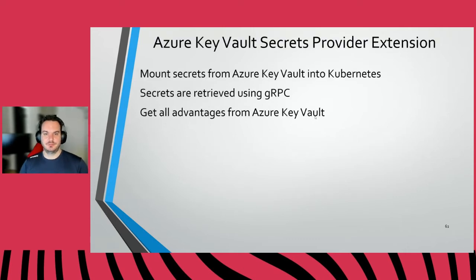Then the next extension is the Azure Key Vault Secrets Provider extension. The idea behind this is the Azure Key Vault is a great tool to manage your secrets, your certificates, so everything that should stay hidden or secure. You have auditing, you have automatic secret rotation, you have alerts, access control. And so why not use all of this? And with this extension, you can mount the secrets from the Azure Key Vault automatically inside your Kubernetes cluster. And all of this is done via gRPC.